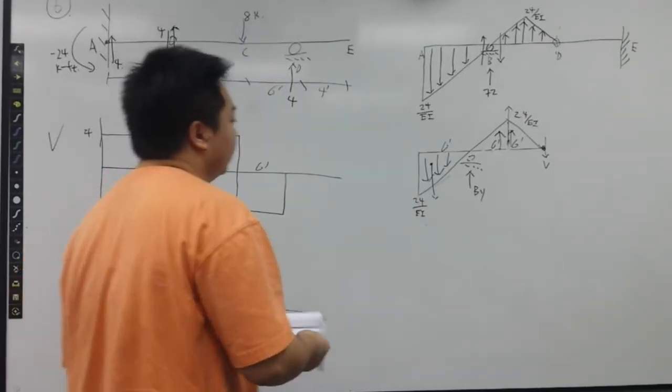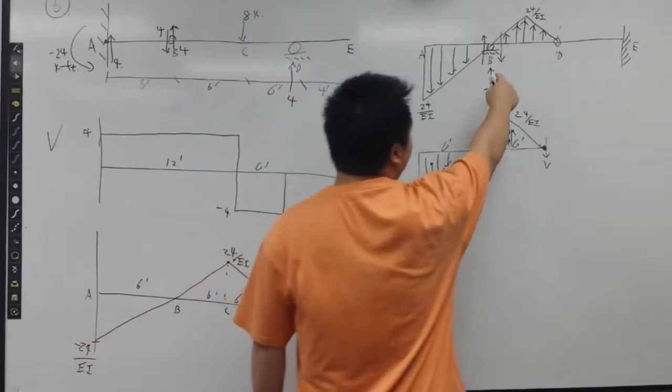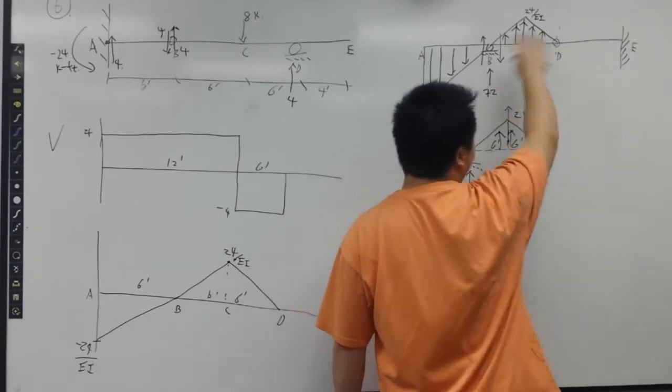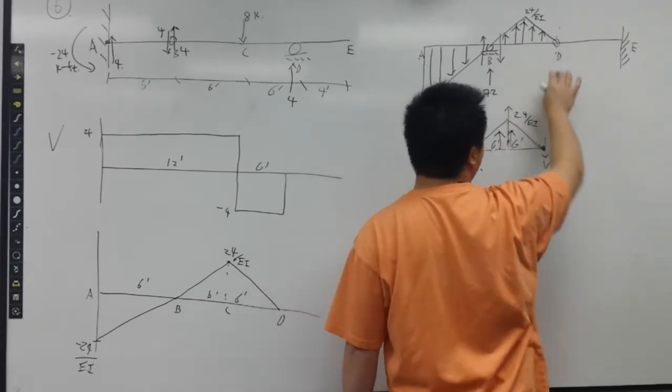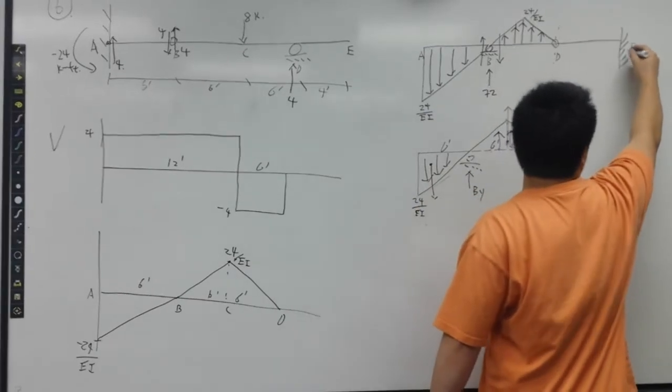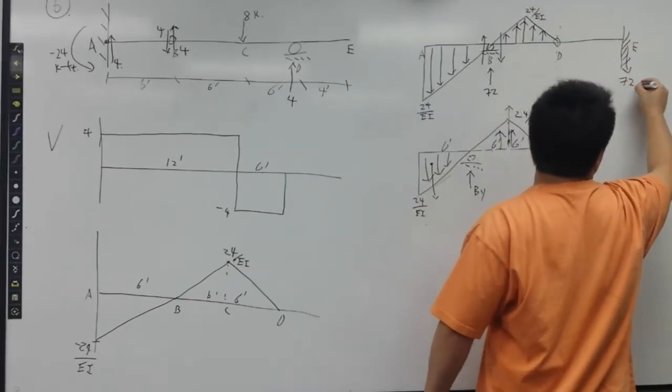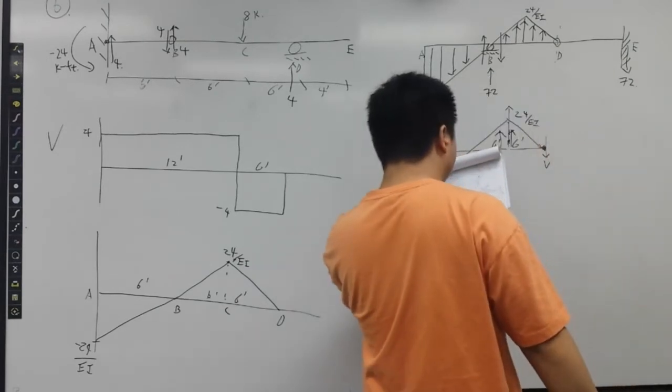So 72. If this support is 72, hinge. We're looking for the whole picture, so this one is gone. So you have shear. Shear going up, so this is going down, so shear is 72.